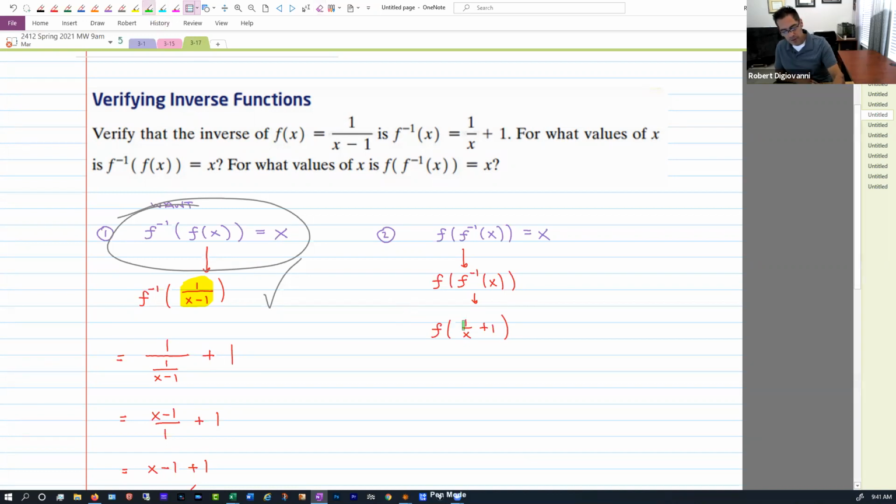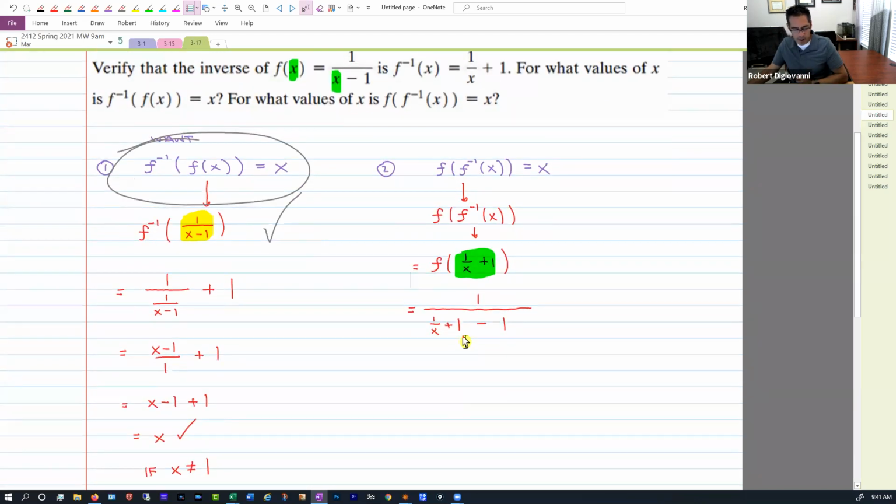We're now going to take that and plug it into the f function for that x. This is going to look weird. We're going to have 1 over, and then instead of x, it's all of that. So 1 over x plus 1, that's this part, and then minus 1. And then these ones cancel, which is nice. So we just get 1 over 1 over x. And when you have 1 over a fraction, it flips over. This becomes x over 1, which is just x, and that checks, so long as x is not 0.